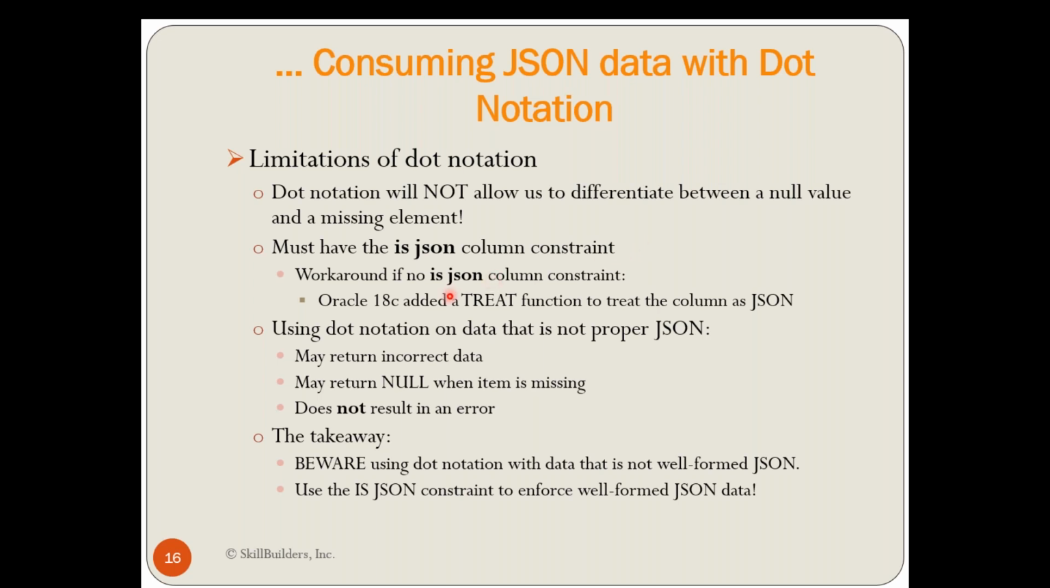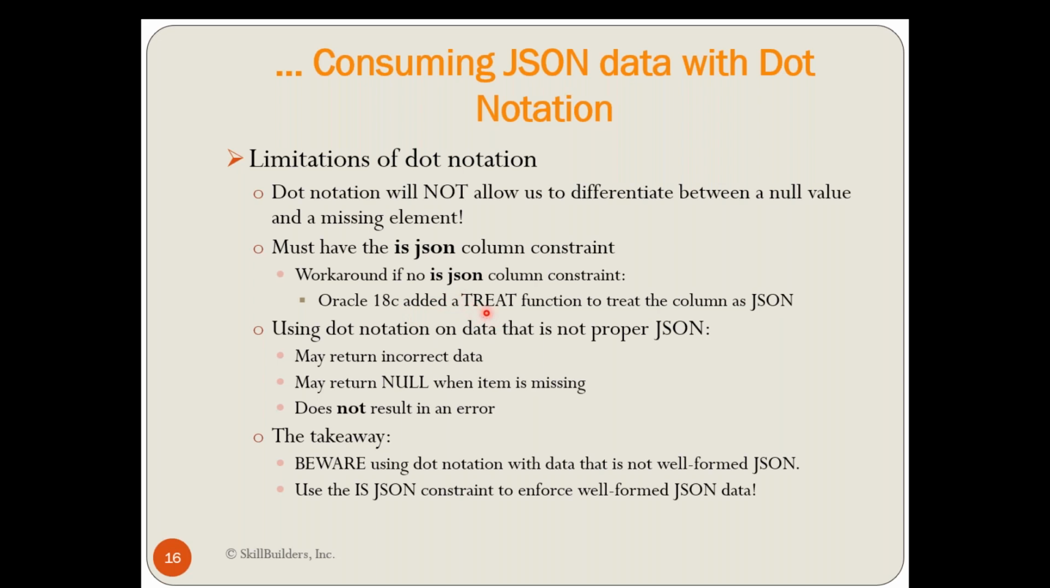But another way to do it, if you're just getting the data and it's not in the database, you're getting it from somewhere else, is a special function introduced in Oracle 18c, the treat function. You can take your JSON character string that you got from anywhere else. It isn't from the database and doesn't have the isJSON column constraint, and therefore Oracle, to use dot notation, must know it's JSON. So use the treat function, and you can treat it as JSON. In 18c or later, you can use that function, and now you can use dot notation.